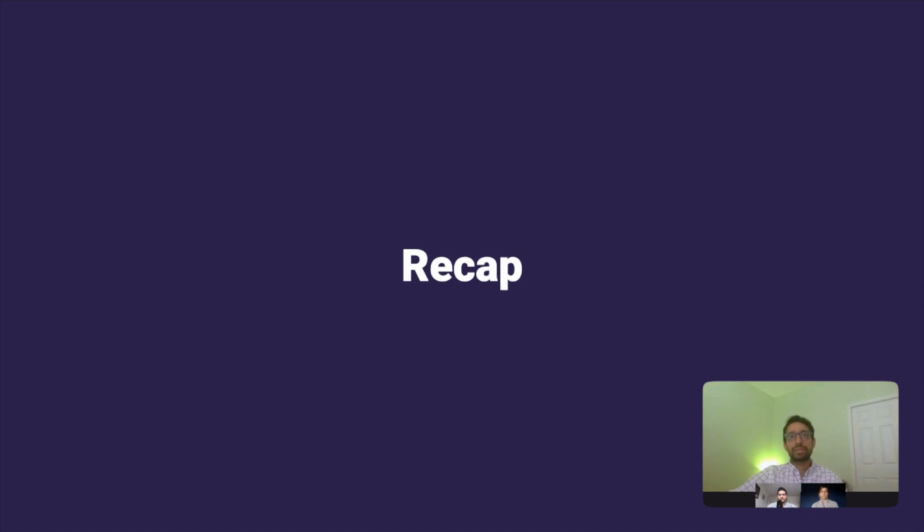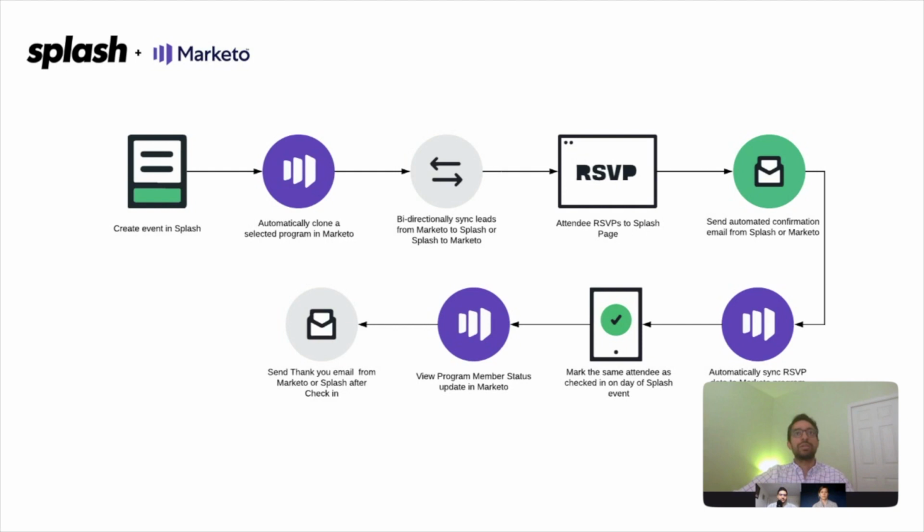And what I want to show you guys and walk you through here is what an average integrated customer looks like. Of course, this process could be slightly tweaked, but starting in the top left, like we mentioned, you really create that event in Splash. Depending on the event type that you select, we'll clone a specific Marketo-based program template. From there, you have your bidirectional sync kick in. So wherever you want to curate that guest list, whether that's Marketo, Splash, or another system, they'll always be in sync, and that data will be available across all platforms.